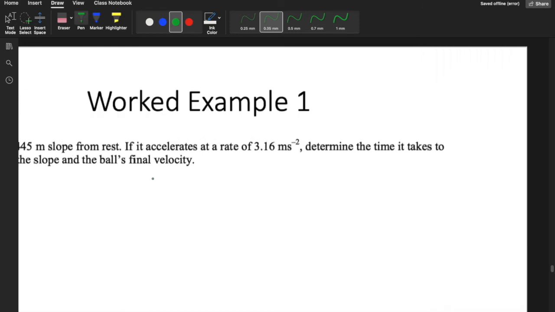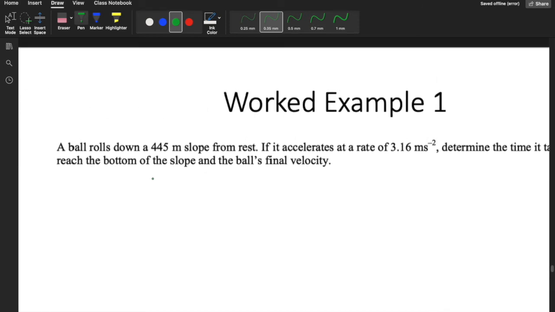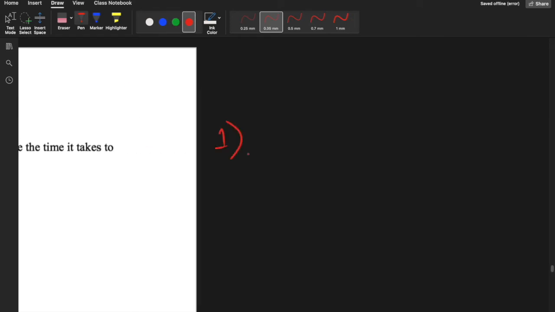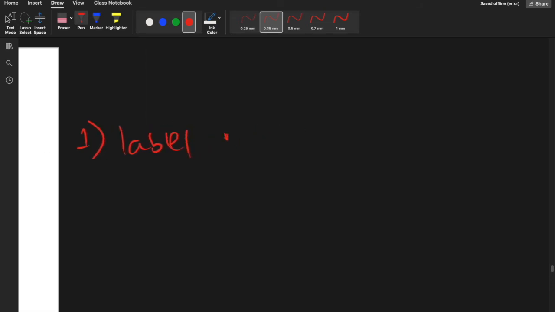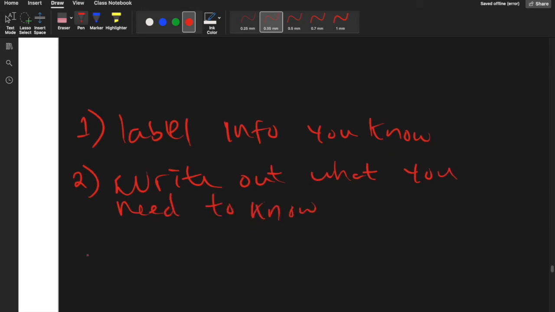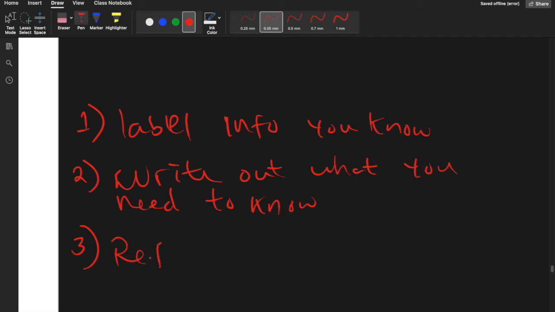When you are solving problems, because there are so many equations, I recommend a few steps. The first one is to label all the information, and then write out the question. Write out what you need to know, like what the question is asking, right? And then refer back to the equations.